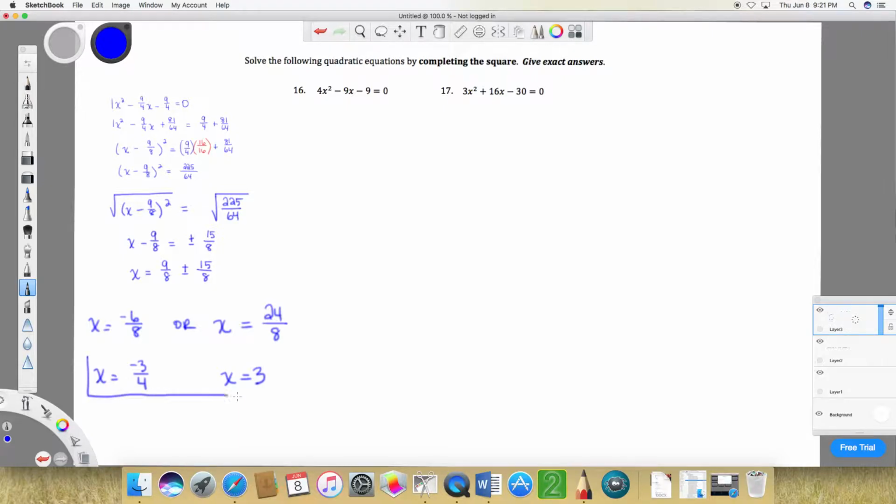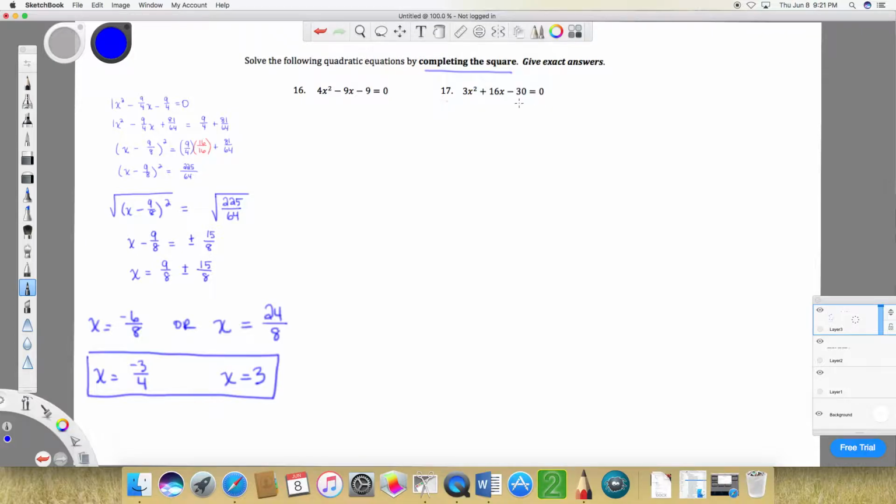So this is our solution set, but remember that the directions had said completing the square. That's where your points are going to accumulate for this problem, not your final answer. I mean, it's how you got that final answer.